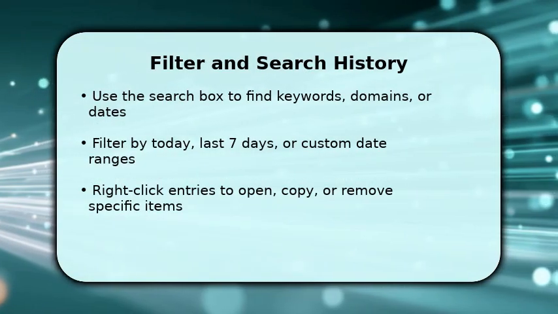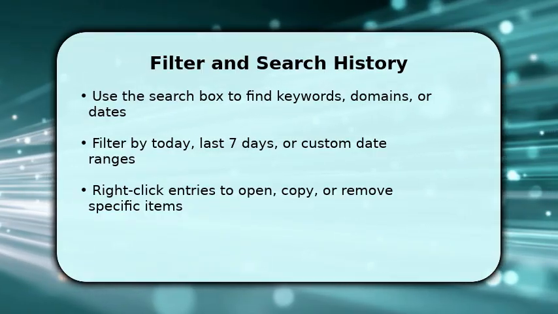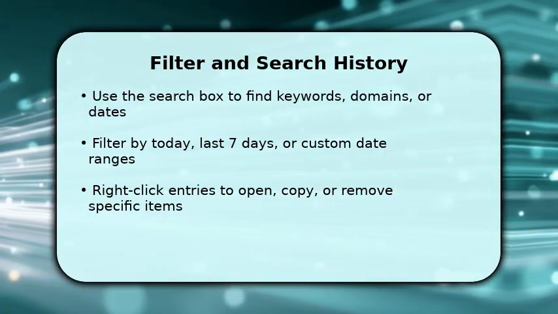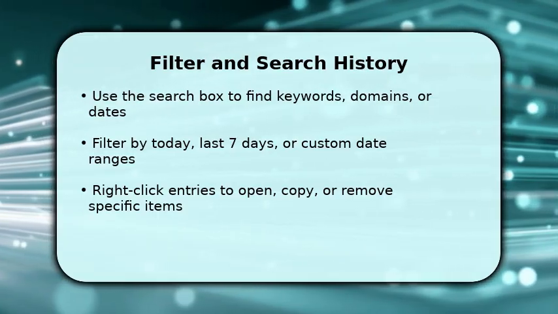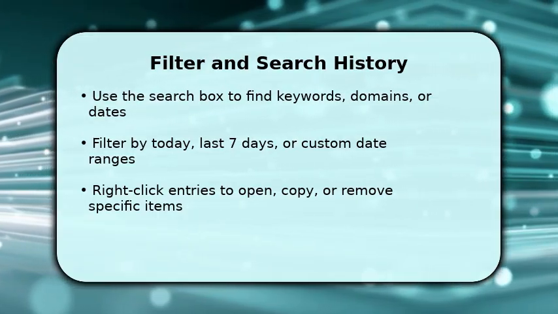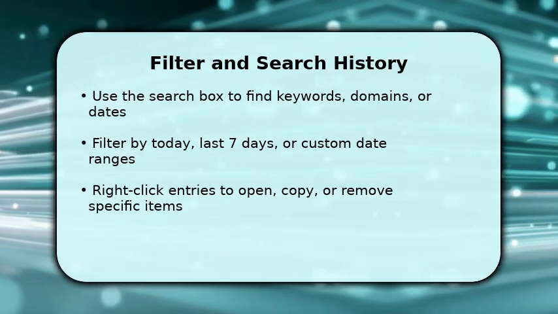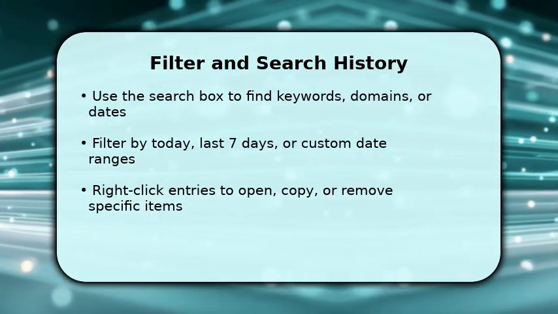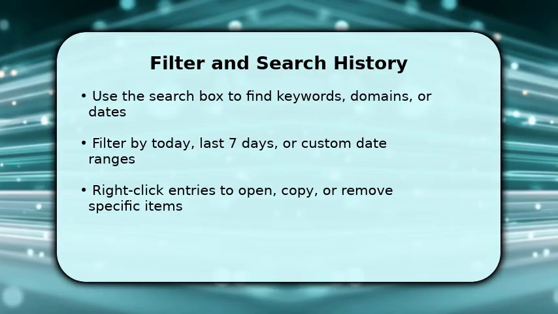Next, narrow the list so you find the exact pages you need. Type a URL fragment, site name, or keyword into the history search box. Results update instantly. Use built-in filters like today, last 7 days, or set a custom date range to limit noise. Once you see entries, right-click or use the menu next to an item to reopen it in a new tab, copy the link, or delete it. Make sure your search matches spelling and domain parts for accurate matches.